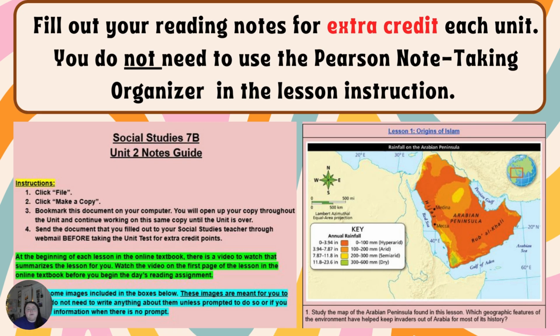Another thing you should be doing is filling out your reading notes for extra credit each unit. Underneath this video, you'll see a link to the notes for this unit. You can click on those and fill them out as you go through the lessons, and at the end of the unit, turn it into me or your other social studies teacher for extra credit. You do not need to do the Pearson note-taking organizer in the lesson instruction pages. So that is not required. These reading notes are not required, but they are extra credit and they will be helpful for studying for your test.